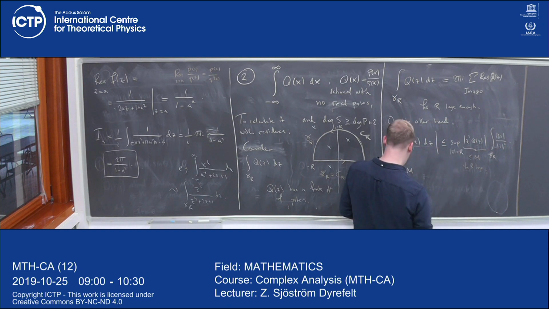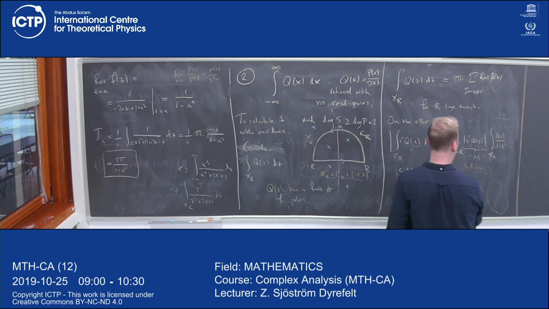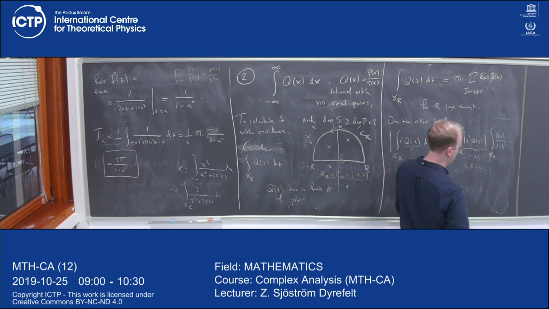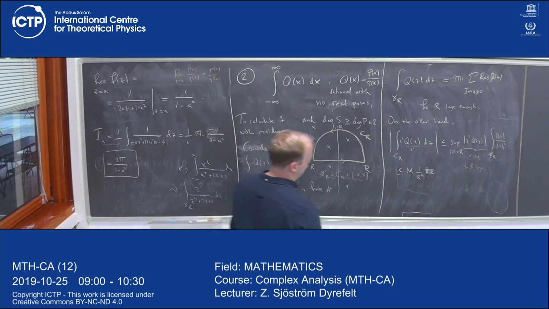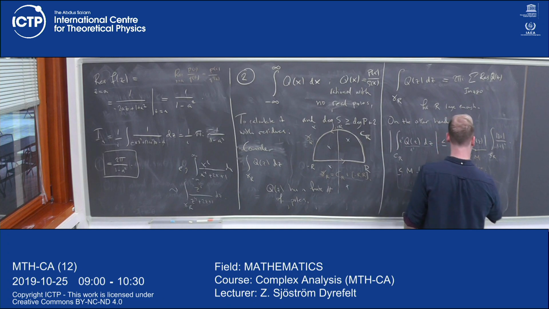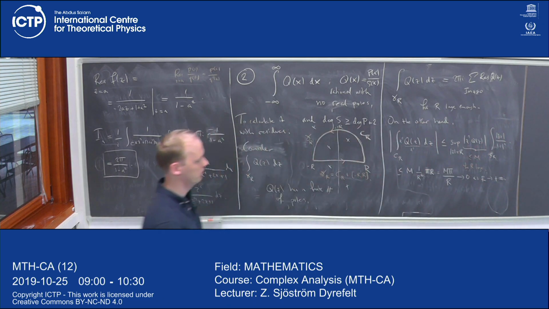And then this integral here, what does this one do? So it's less than or equal to 1 over R squared times 2 pi R. Actually pi R, because I'm just on half the circle line. So pi R. And this is equal to M pi over R, which goes to 0 as R goes to plus infinity. Okay, so that wasn't very hard.